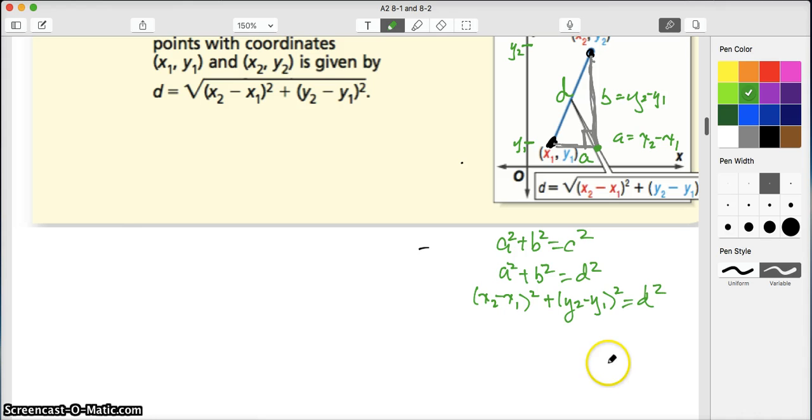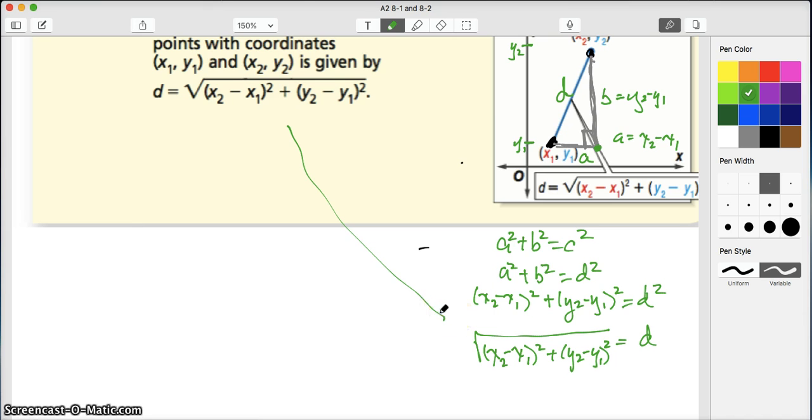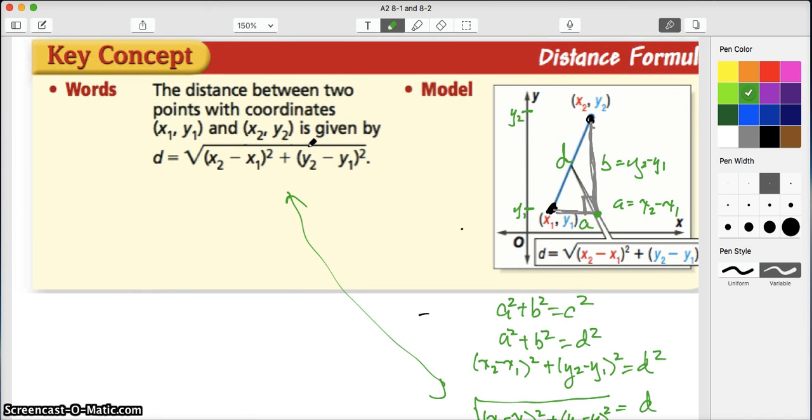If I take the square root of both sides, I get that d is equal to the square root of x sub 2 minus x sub 1 quantity squared plus y sub 2 minus y sub 1 quantity squared. And that's where we get this from. So it is a direct outpouring from the ideas around the Pythagorean theorem.